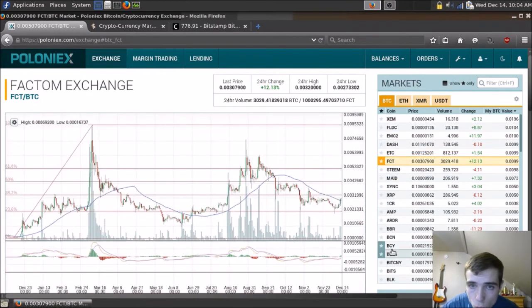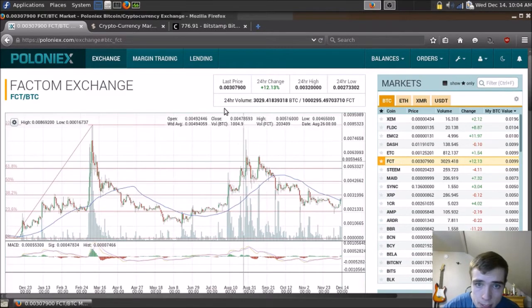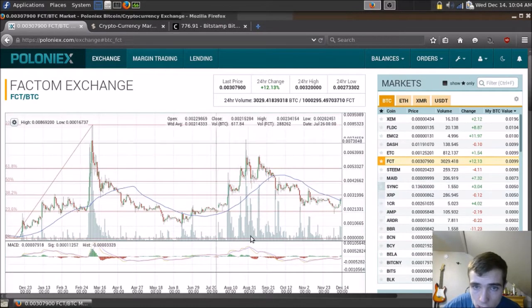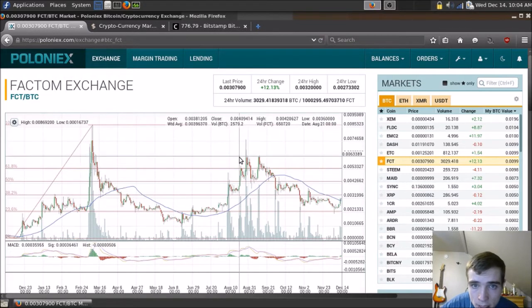Factom, great technology, really good looking chart patterns. We saw this double top formation right here, which was a really good signal for shorters.